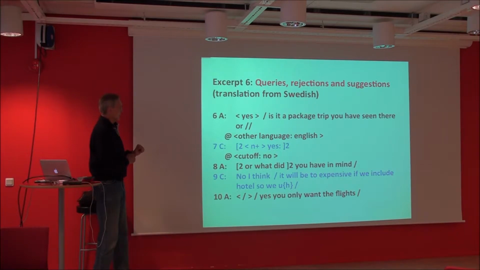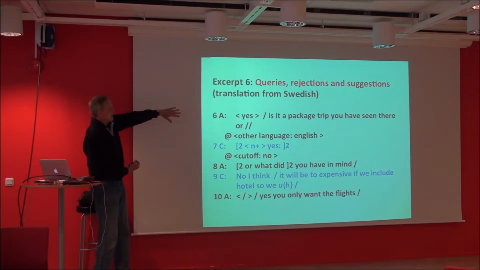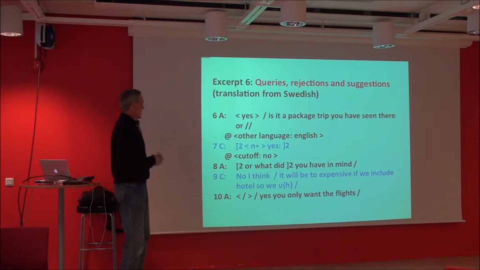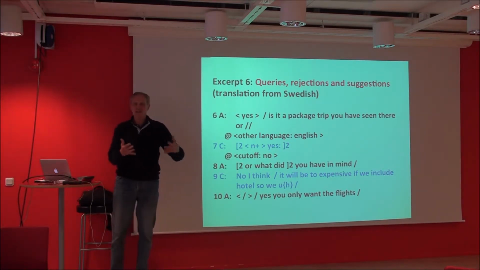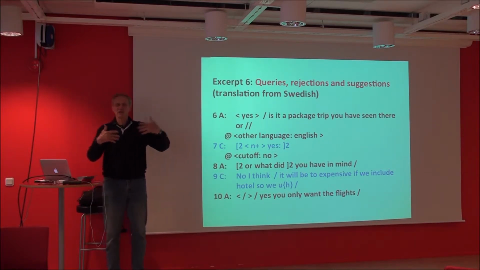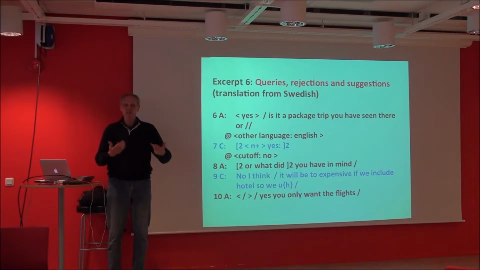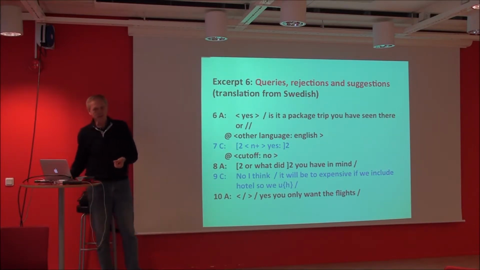So here are some more examples of the kind of communicative functions humans can do. The agent says, yes, it's a package trip you've seen there. Or, so that's the kind of question. Was it the package trip that you saw? Yes. Or what did you have in mind? No, I think it will be too expensive if we include hotels, so, yes, you only want the flights. Okay, so you see here how the two parties are listening to each other, drawing conclusions very quickly, and they have new functions which are not so easy to put your finger on how they achieve.